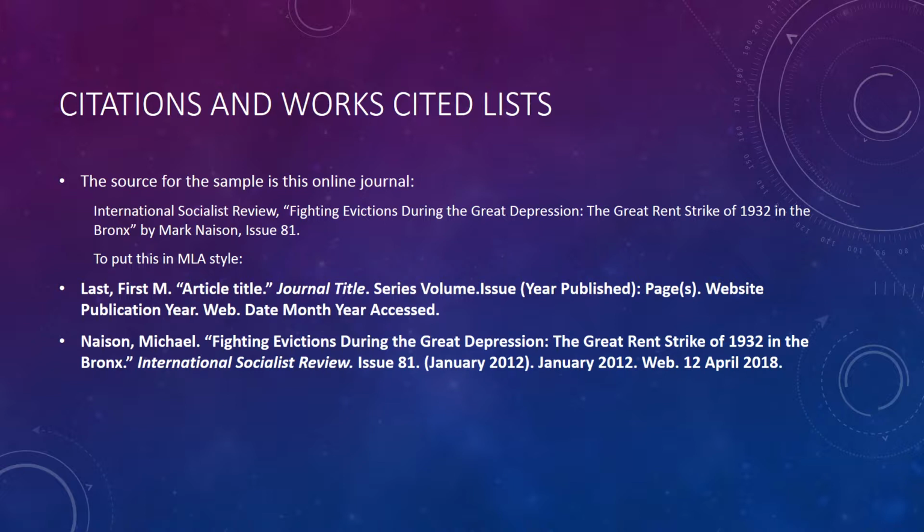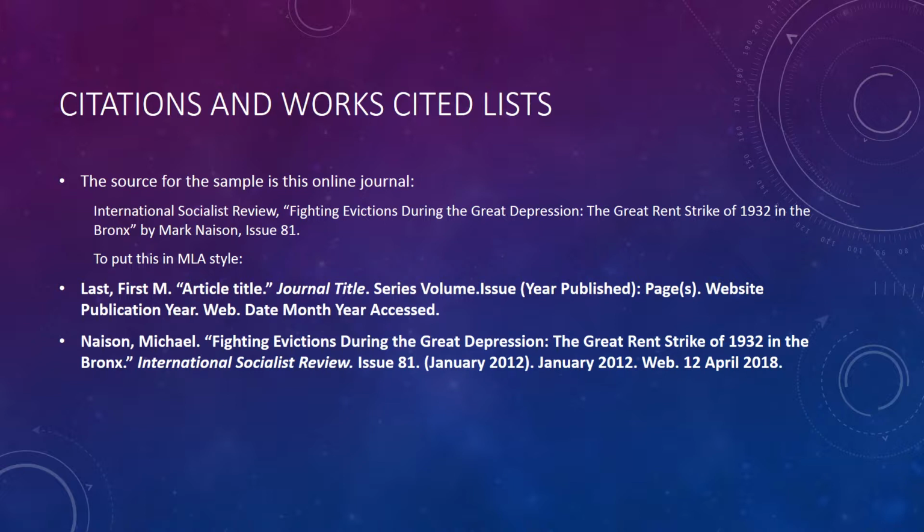You write that it's from the web to show that you found your article from a website and not from the paper version of this journal. And then you write the date, month, and year that you read it. So, for example, if I read this on April 12th, I put 12th April 2018. Okay, and I wrote all the information underneath there so you can see how I did it.